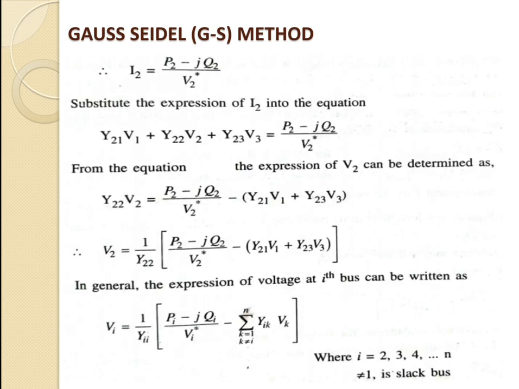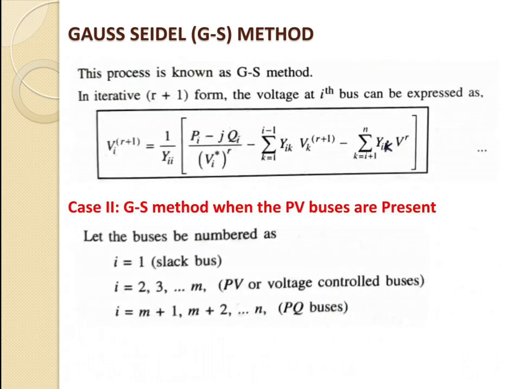Now we write the equation in general form. In general, the expression for the voltage at the ith bus, if the power system has a total of n buses, is Vi equals 1 upon Yii, in the bracket Pi minus jQi divided by Vi star, minus the summation over k equals 1 to n, where k is not equal to i, of Yik Vk, for i equal to 2 to n, since bus 1 is the slack bus. This is known as the GS method.